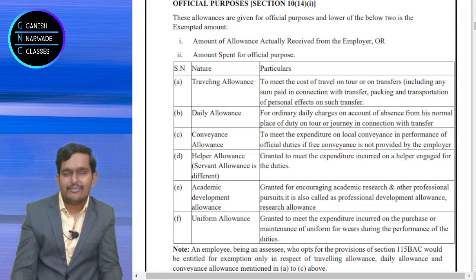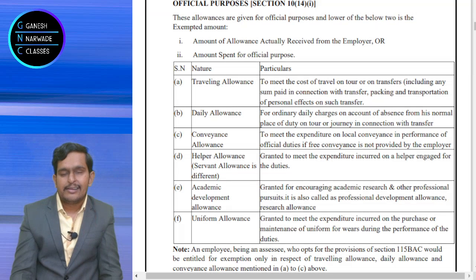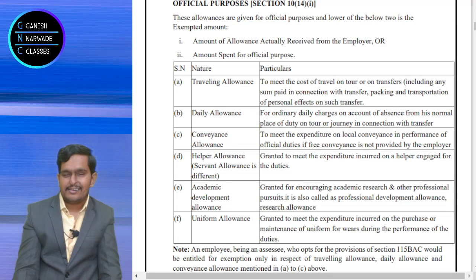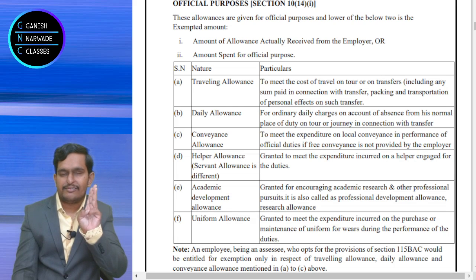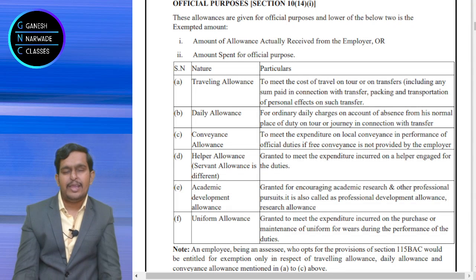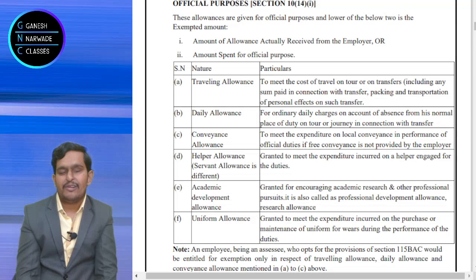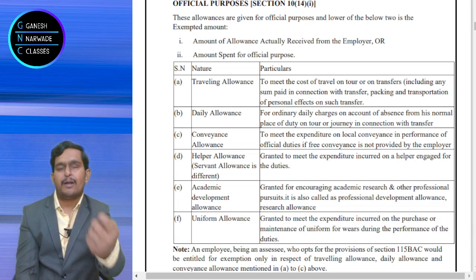Yes. And under 115 BAC, the exemption benefit is given only for traveling, conveyance, daily. That means if you are opting for the regular scheme, you will get the benefit for all these 6, but if you are opting for 115 BAC, you will get the exemption benefit only for the first 3. That means, suppose in the exam question, they say if the assessee opts for 115 BAC, if the assessee doesn't opt for 115 BAC, solve the problem in both cases.